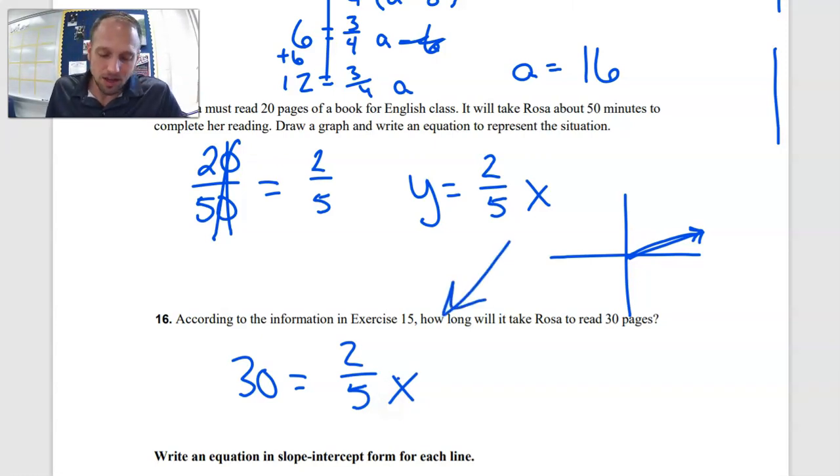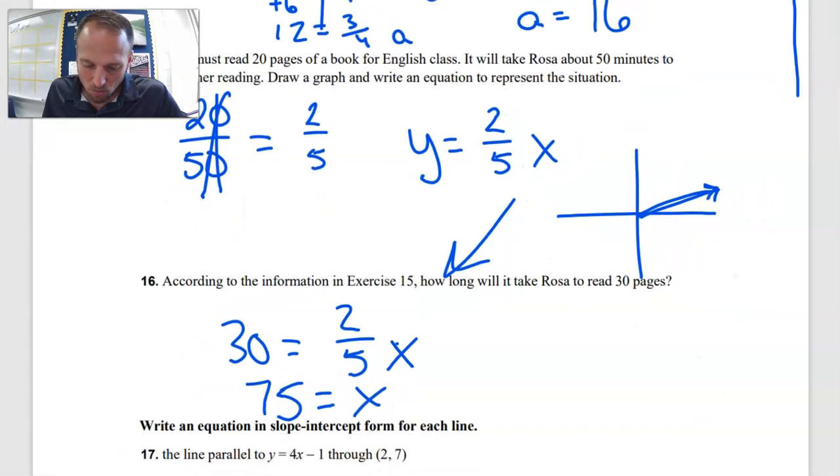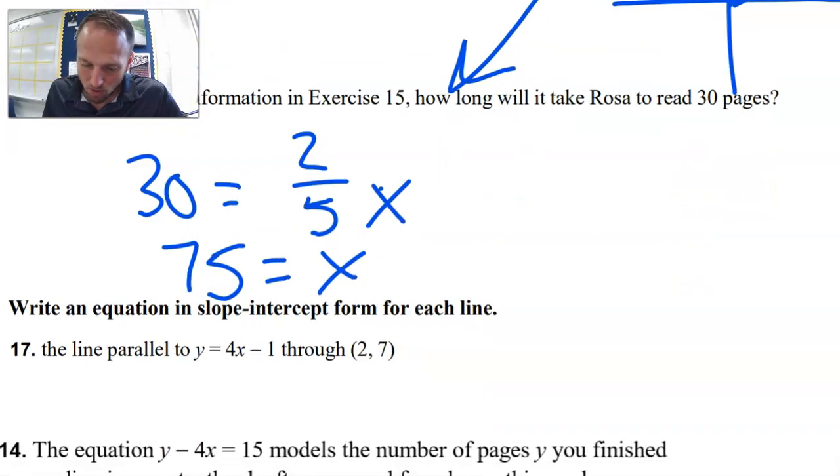Okay, so 30 divided by 2/5. It's going to be 75 is equal to x. All right? Pretty easy. We got this, no problem. Okay, let's keep going.